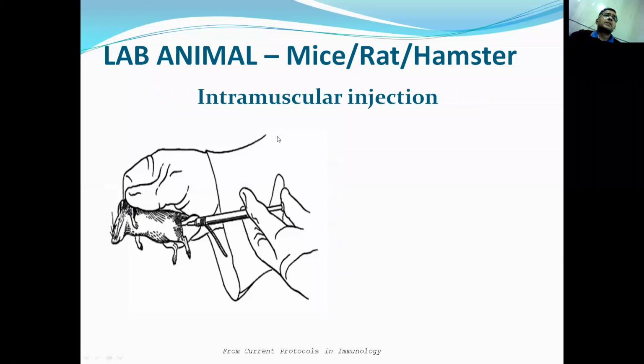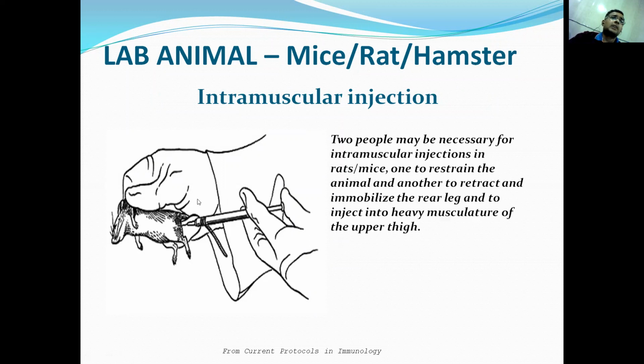So the first is intramuscular injection. Once you have held the animal and it is under control, another person may help you, so you may require 2 people to restrain. One person will restrain the animal and the other will hold and stretch the leg, so that you get the thigh muscle for intramuscular injection.